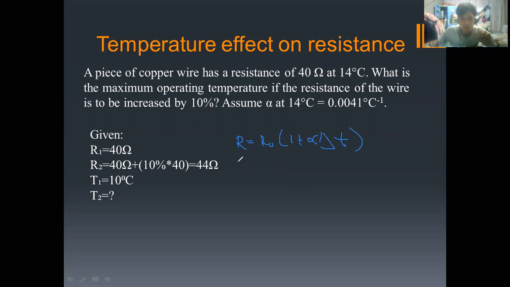Meron tayong 44 yung R sub 2. R sub 2 to 44 ohms is equal to 40 times 1 plus yung coefficient natin, ito is 0.0041. I-multiply natin sa delta T. T sub 2 yung nawawala. T sub 2 minus T sub 1 is 10 degrees centigrade. Ayan.